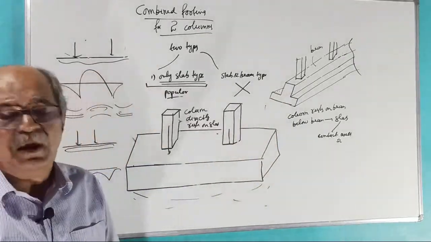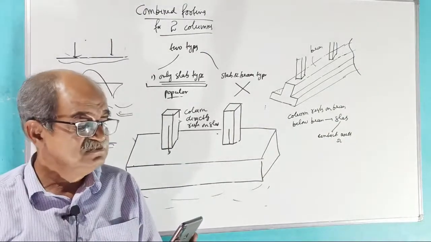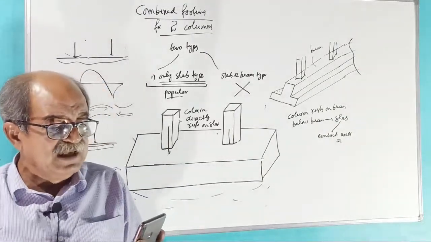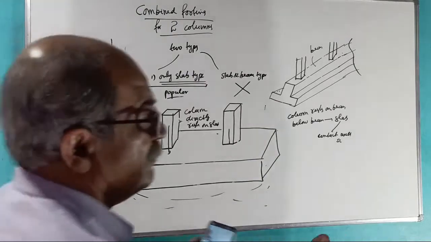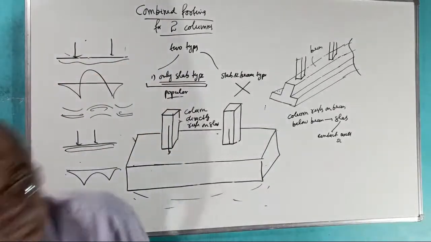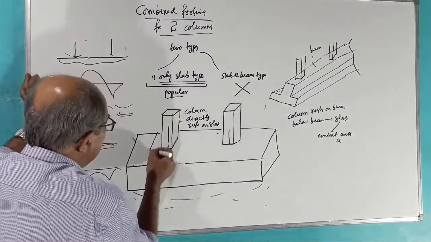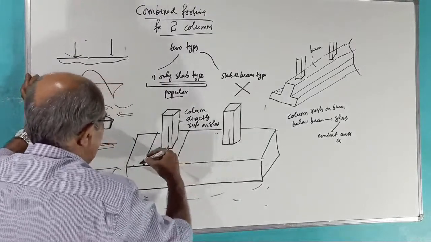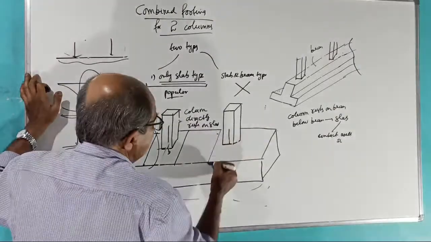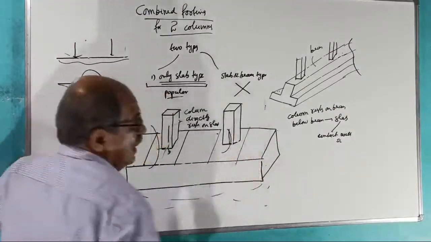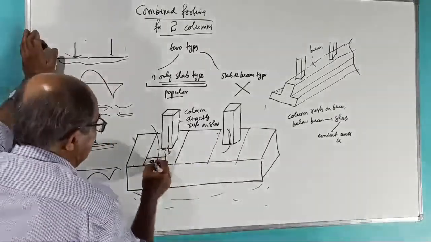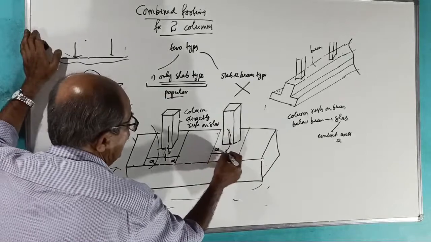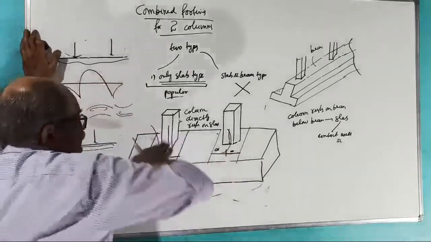Where will widthwise bending come? Think a little and tell me. Only under the column, correct. So some length this side, some length this side, it can have widthwise bending. Usual practice is, you consider a distance of D this side, D this side, D this side, and D this side. There, it will bend this way.